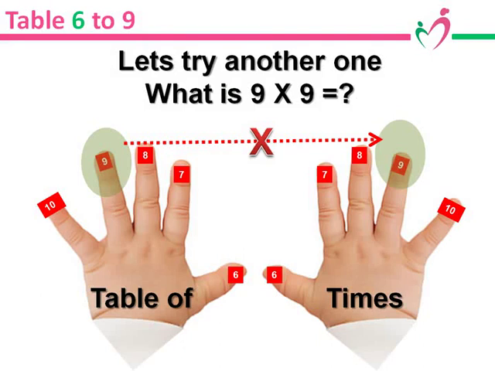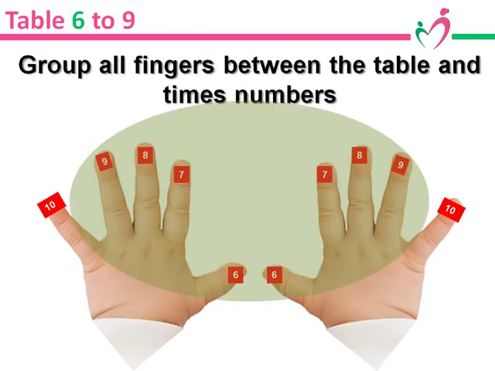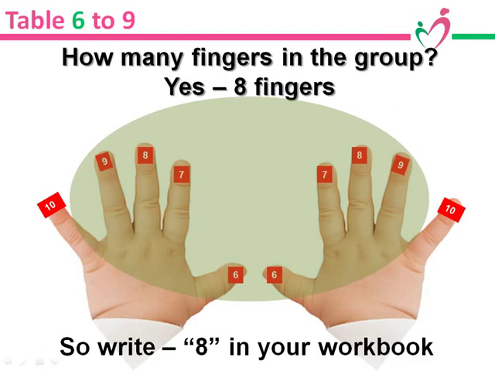This time 9 multiplied by 9. So just be ready to group all the table's hand fingers and the times table fingers. So how many fingers are there in this group between 9 on the left hand and 9 on the right hand? Let's count. Yes, these are 8. So let's write 8 in our workbook.